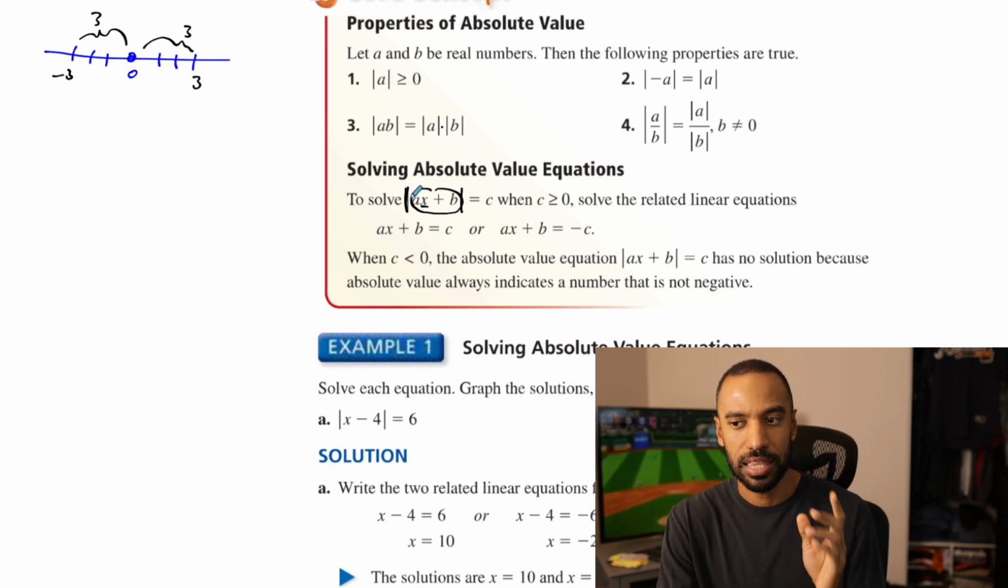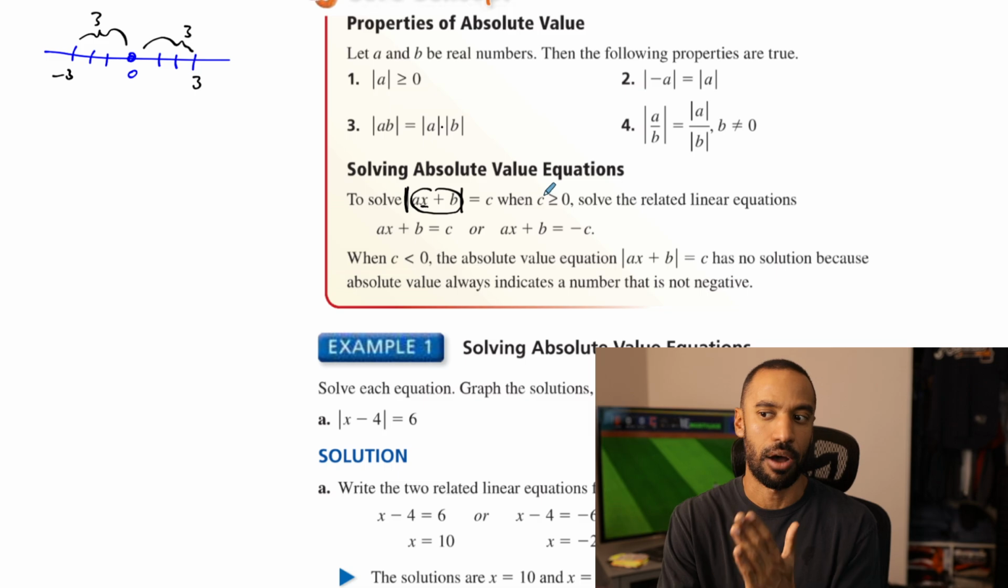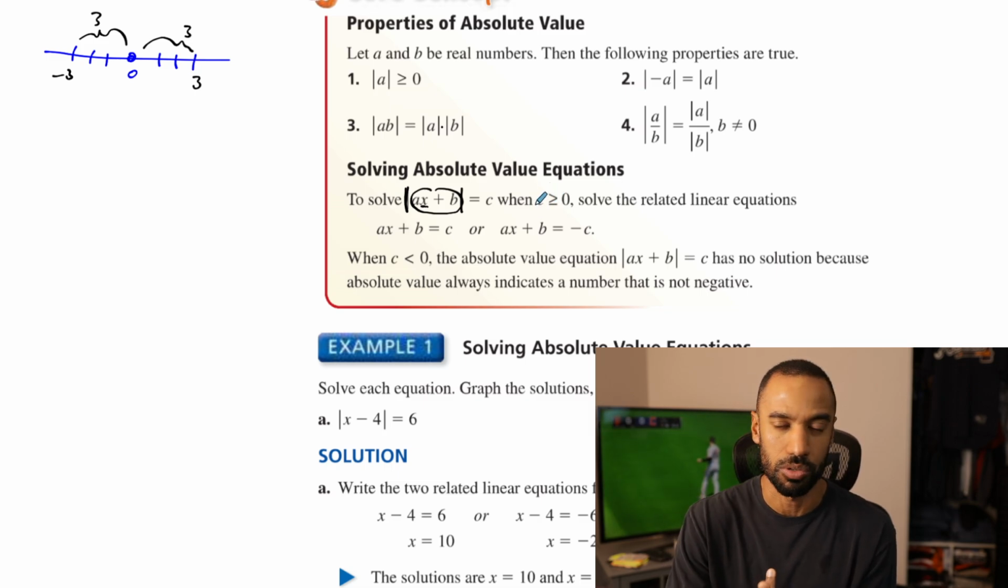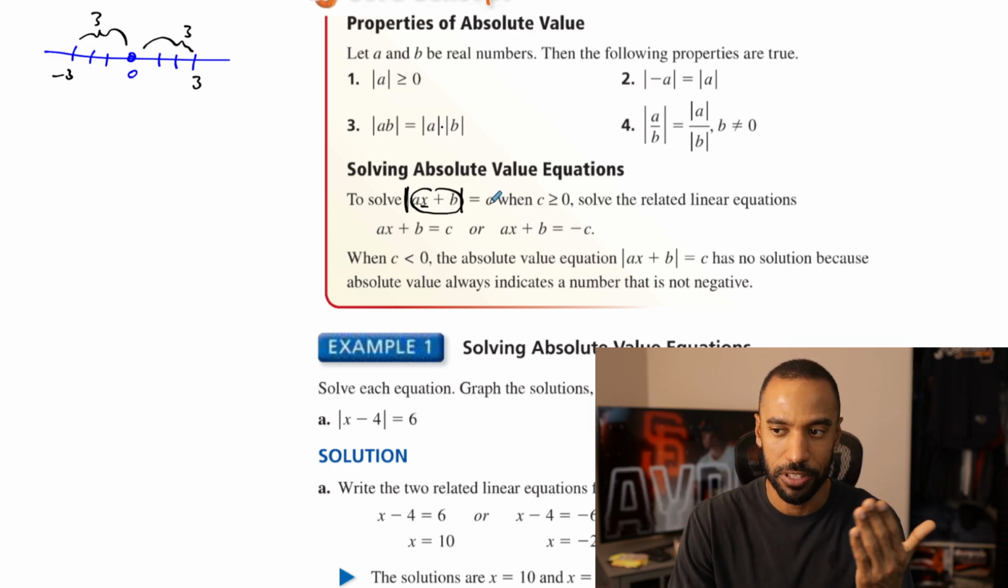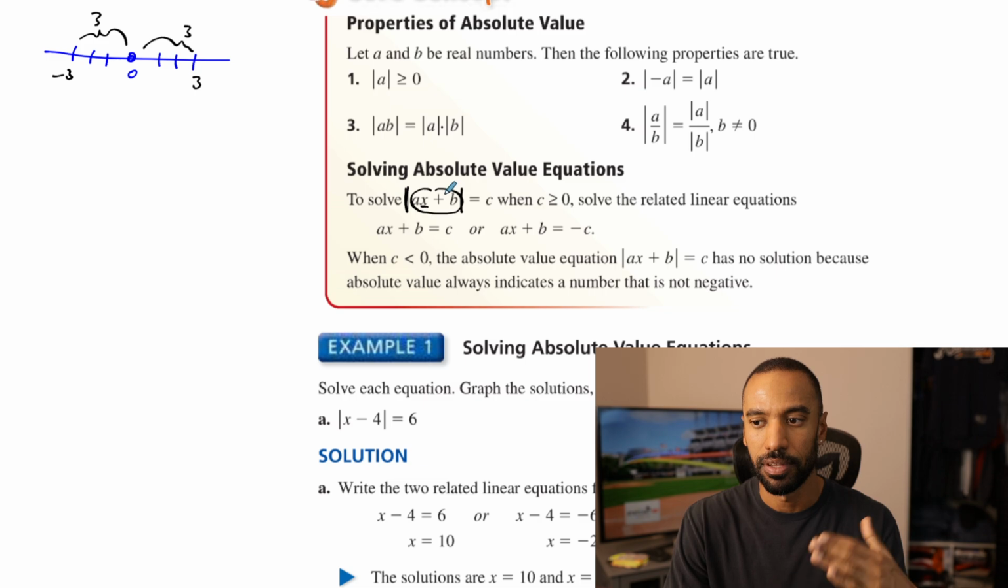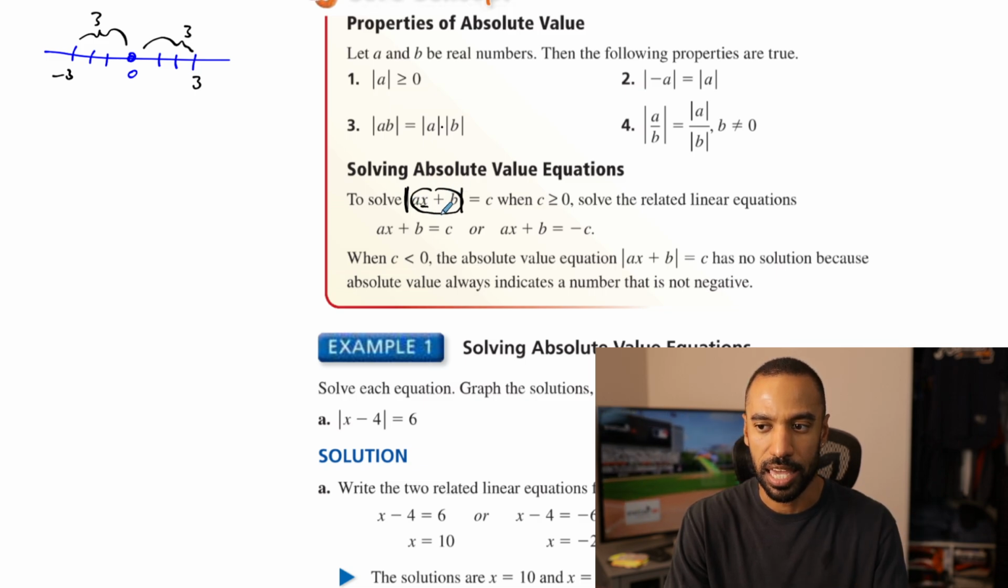Now, we can't take the absolute value of a number and get a negative out. That's why they're saying c has to be 0 or positive. If it's not, there's no solution, and we'll get to those. But if it's 0 or positive, let's talk positive. If it's positive, one of two things can apply. When I take the absolute value of this number and I get c, this thing could either have been positive c or negative c inside of here. Okay? Now, we're going to see some examples, but those are the two conditions that we set up in order to solve this.